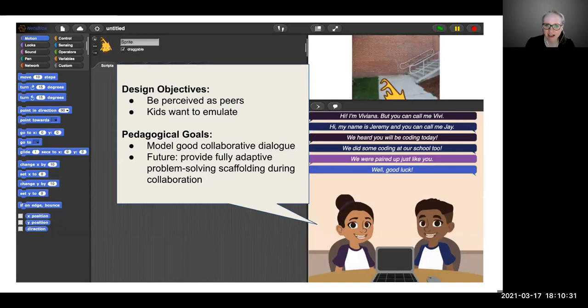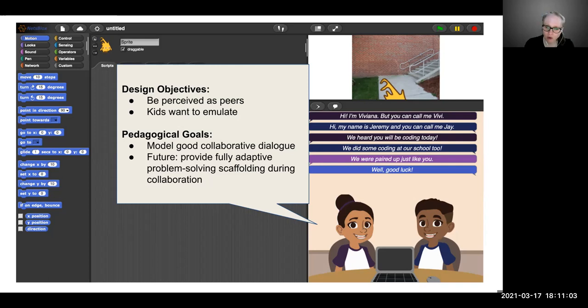This is Viviana and Jeremy, our two learning companions. And our design objectives for these companions was to be perceived as peers to the 4th and 5th grade students. And we wanted them to be cool so that the kids wanted to emulate them, not do the opposite of what they said, which in some earlier projects some years ago, we learned we have to be especially careful about, because if certain pedagogical agents make suggestions, there are some kinds of kids who immediately do precisely the opposite. So we're very attuned to that risk.